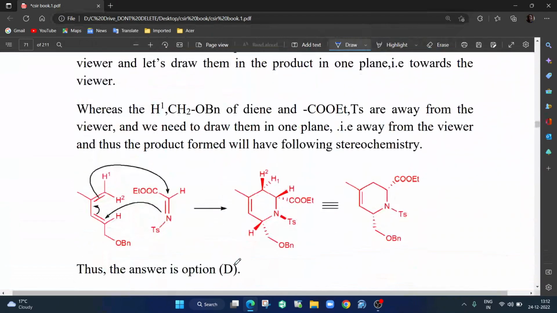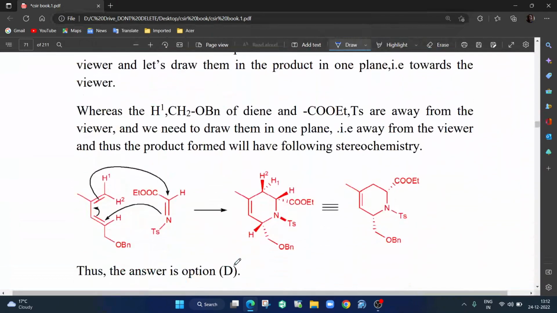So your answer will be, see this part, hydrogen towards you, this is away from you, and this COOEt is away from you. Okay, so that is the answer: option number D.